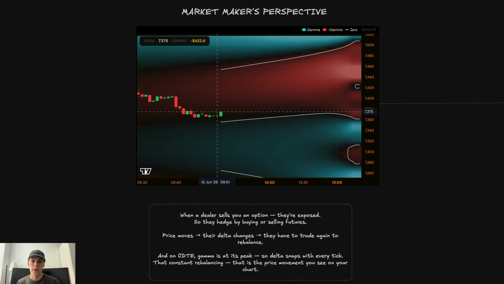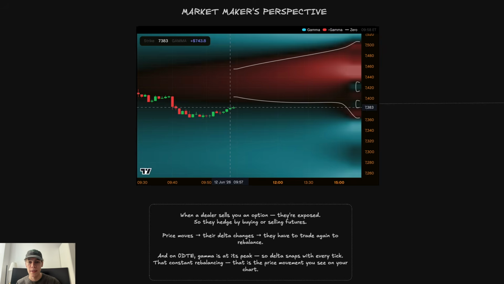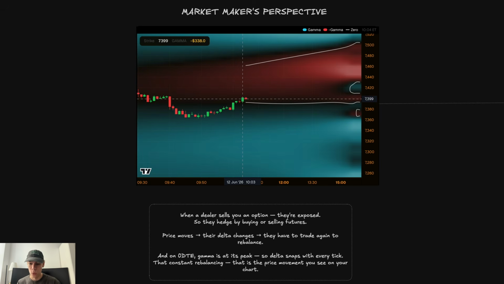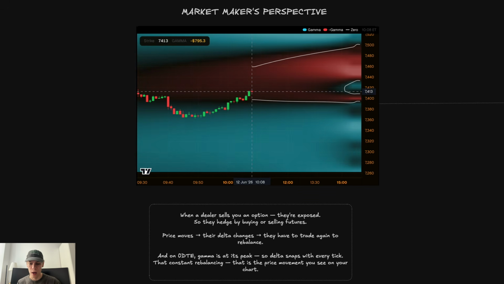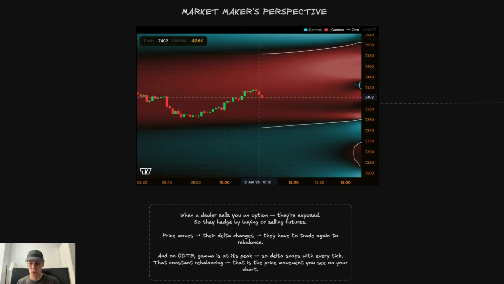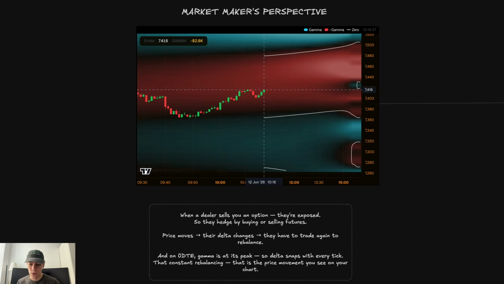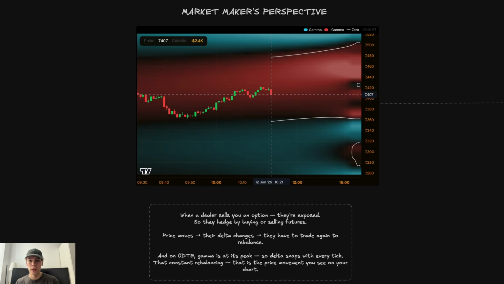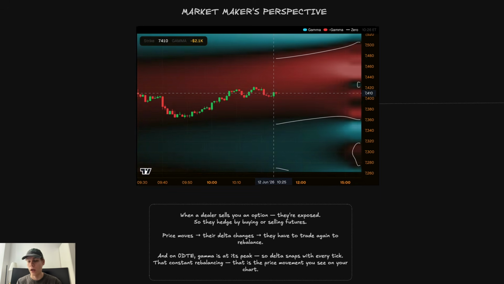This is coming from an institutional CBOE licensed tool. So this is exactly how a dealer views price action on markets. When a dealer sells you an option, they're exposed, so they hedge by buying or selling futures on the underlying. You can see this exposure on the screen. Price moves, their delta changes, they have to trade again to rebalance. So their goal is not to make money by trading. Their goal is to create markets because they are market makers.